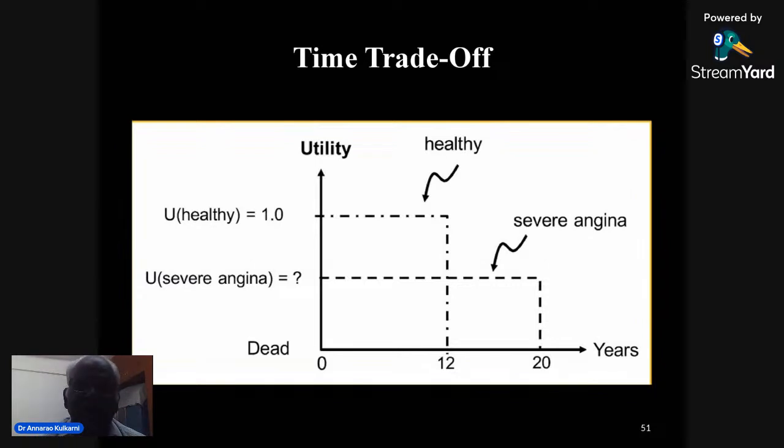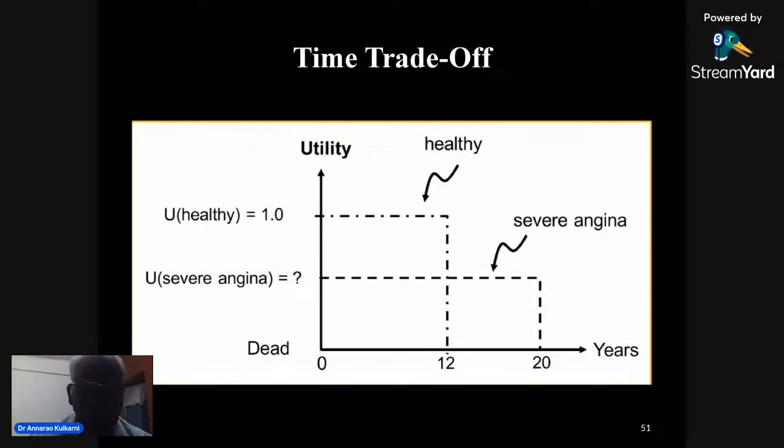Another method is time trade-off, which was developed as an alternative to the standard gamble method. This method is used primarily in health research. The respondent is offered a choice between two alternatives of certainty. The goal is to find the point where the person becomes indifferent between the two alternatives.